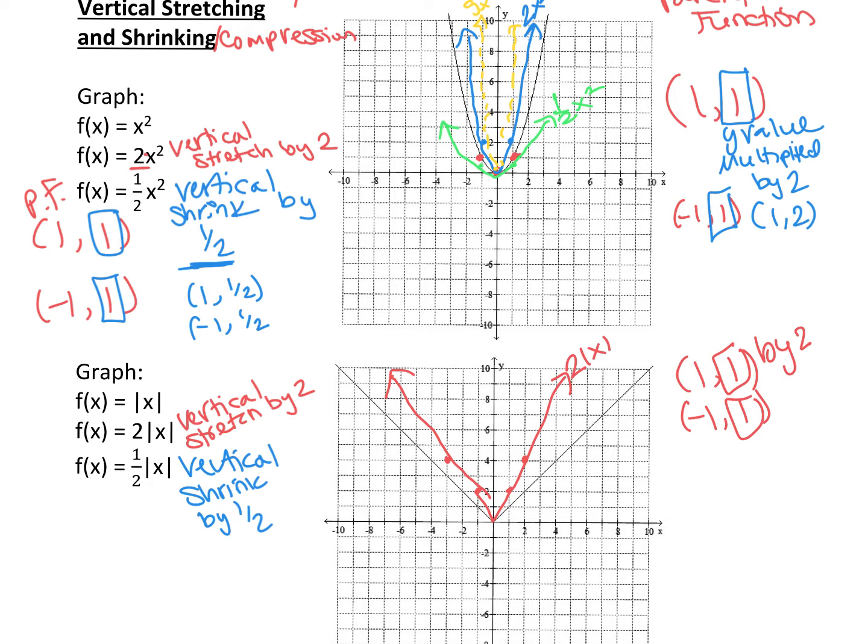And then the vertical shrink by 1/2, a similar thing would happen. I would multiply the values by 1/2. And so it would be a wider graph. It would look like that.